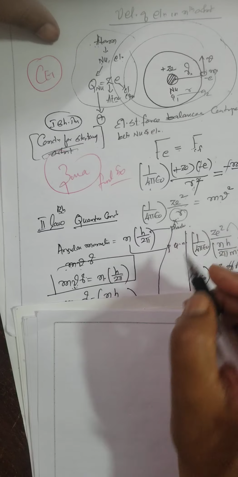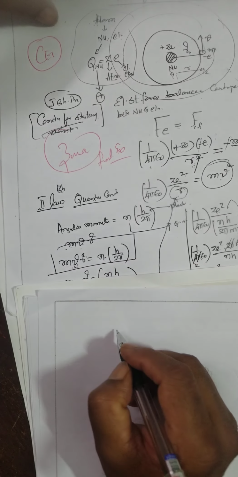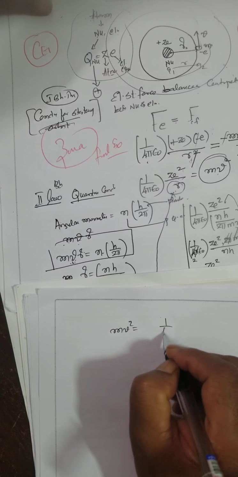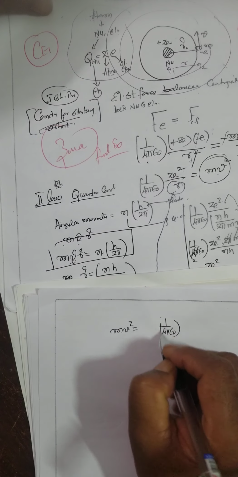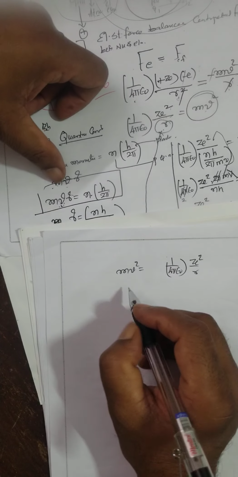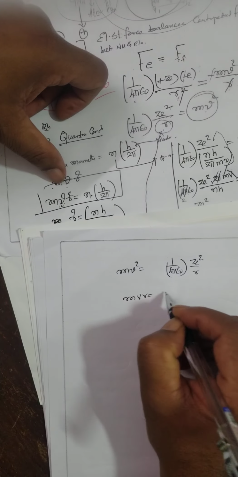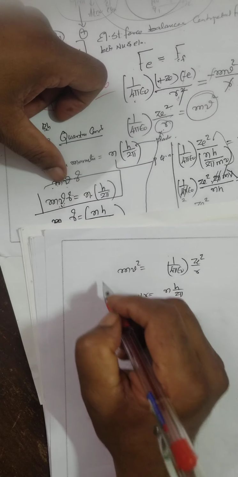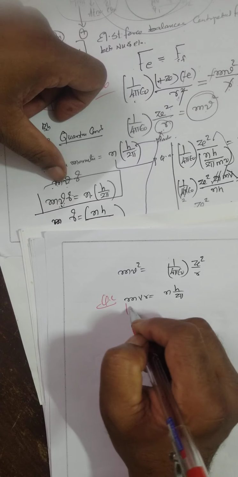Here, what do you get? They may ask you kinetic energy. What is mv square by r? mv square by r is equal to 1 by 4 pi epsilon naught Z square by r, you got it, is it not? Then again, angular momentum mvr is equal to an integral multiple of h by 2 pi. These are all quantum conditions. Quantum condition, 1 mark in CET.